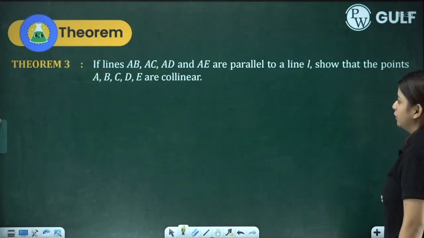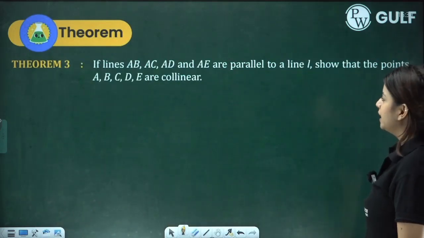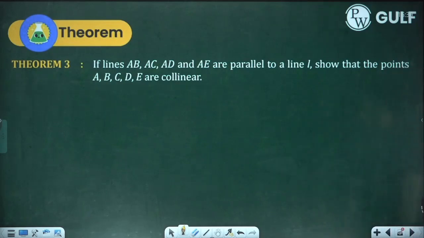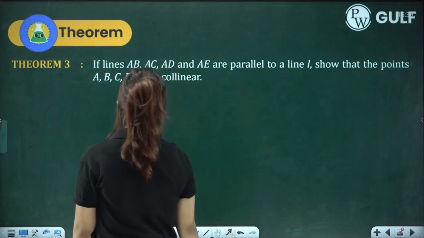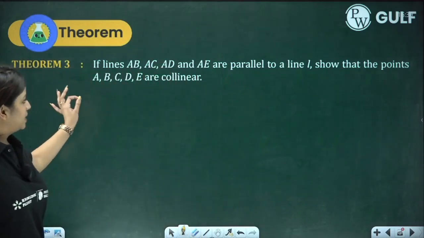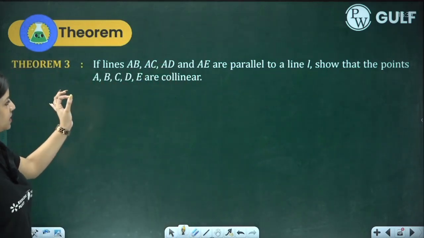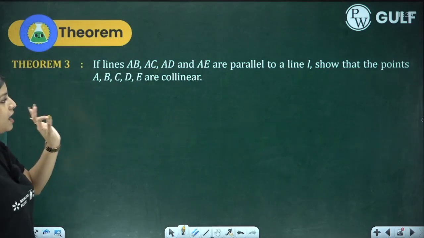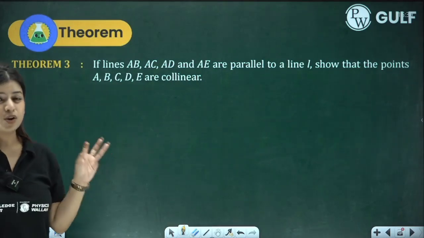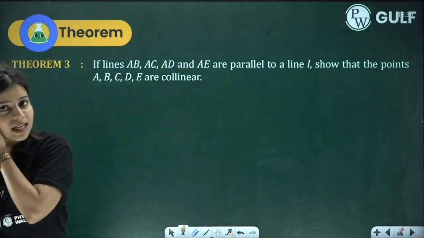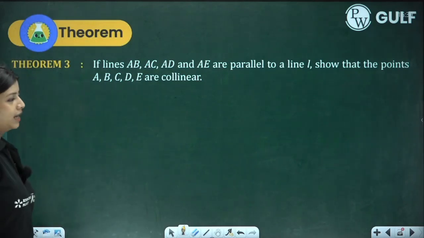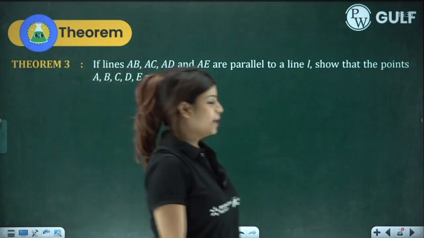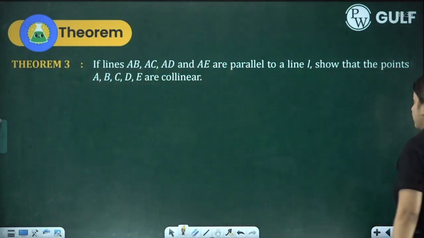The next thing that we have is if lines AB, AC, AD and AE are parallel to line L, then the points A, B, C, D, E are collinear. That means what? If AB is a line, AC is a line, AD is a line and AE is a line, and they are parallel to L, it means all these lines are parallel to one single line, that is L. So of course A, B, C, D, E are collinear. That means they all lie on the same straight line.